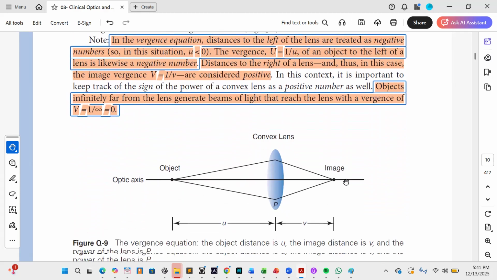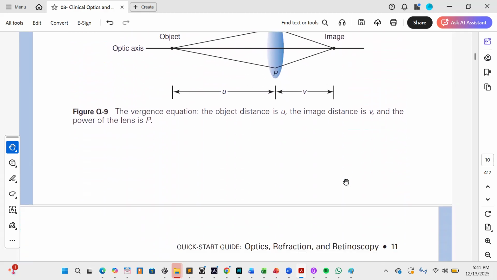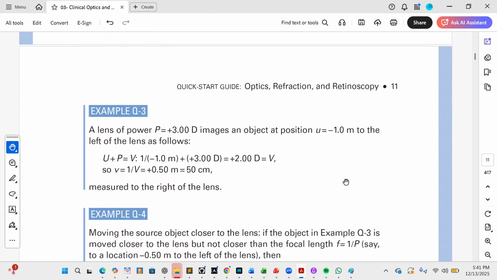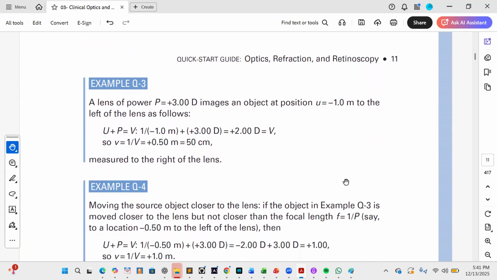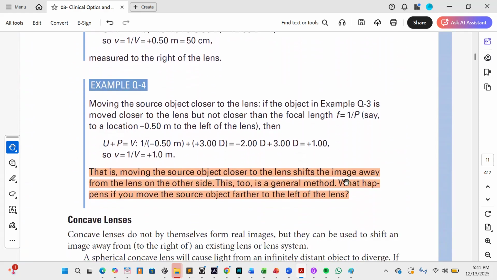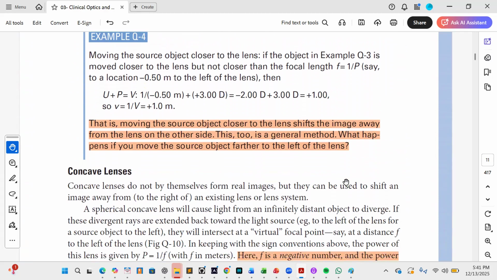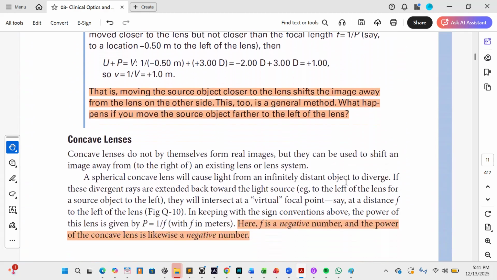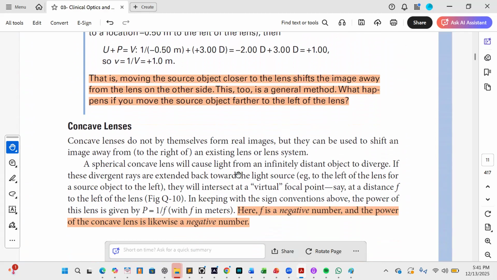So that's the equation called the vergence equation. These are not commonly asked. I mean, their calculations are not even that deep. Again, the power of a concave lens is negative. So a negative lens will diverge the image. A positive lens will converge the image.